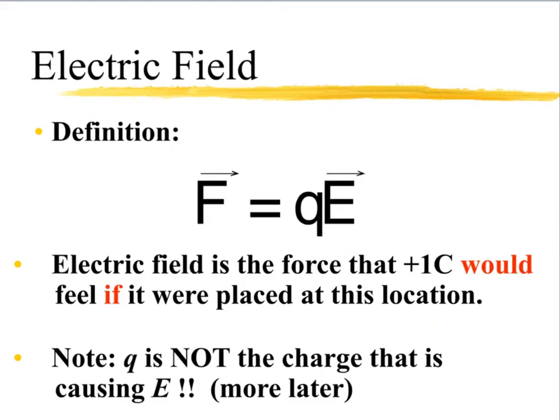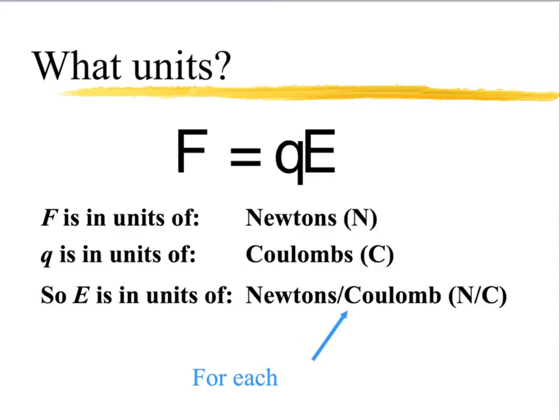So relating this to electric field, F equals QE. So just like force is equal to mass times the gravitational field strength, the force due to an electric field on a charge is equal to the charge times the electric field strength. So the electric field is the force that 1 coulomb would feel if it were placed at this location. Q is not the charge that is causing the electric field. Just like the box was not causing the gravitational field, the Earth was, at the location of the box.